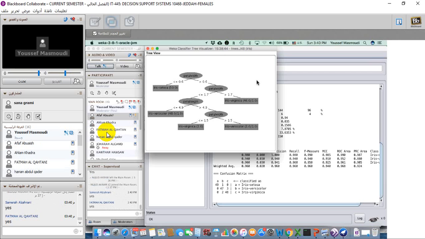Samir, I want to say something? You can take the mic. The mic is open for everyone. Okay, I try to read the tree, the decision tree. If the petal width is bigger than 0.6, go to the left. If it is small, go to the right.